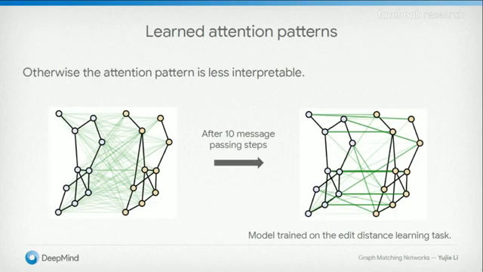On the other hand, if the 2 graphs are not identical, then the attention pattern is less interpretable. But still, the attention pattern is pretty sparse, and it demonstrates some interesting behaviors.